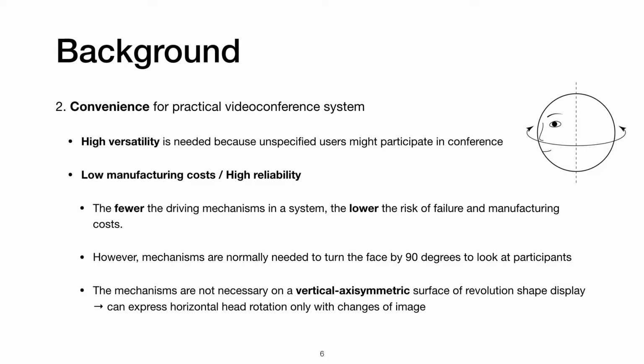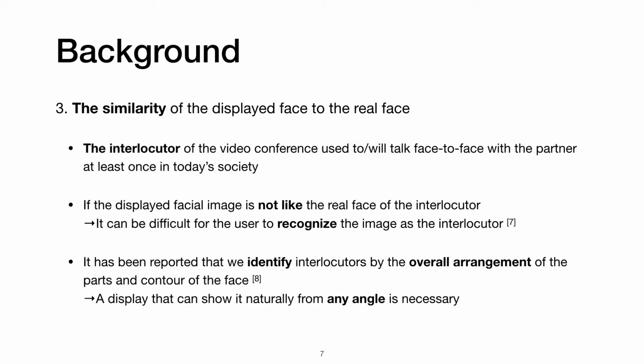However, mechanisms are normally needed in a conference system to turn the face by 90 degrees to look at participants in a table meeting. But these mechanisms are not necessary on displays like the one shown in the figure, which is a vertical axisymmetric surface-of-revolution-shaped display, which can express horizontal head rotation only with changes of image.